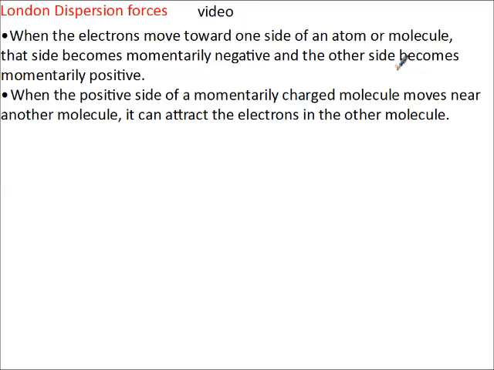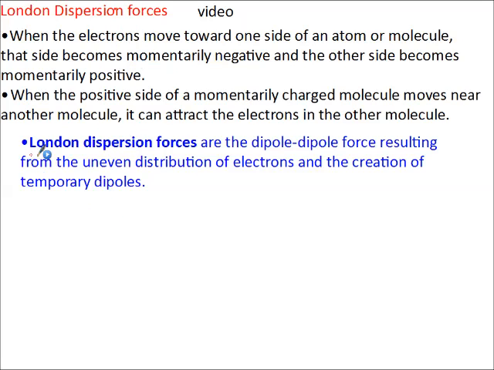London dispersion forces are another type of intermolecular force. This happens when electrons are moving because they're constantly in motion. Sometimes they end up more on one side than the other side, and it can be moving randomly. I'll show you this video tomorrow in class, remind me about that.